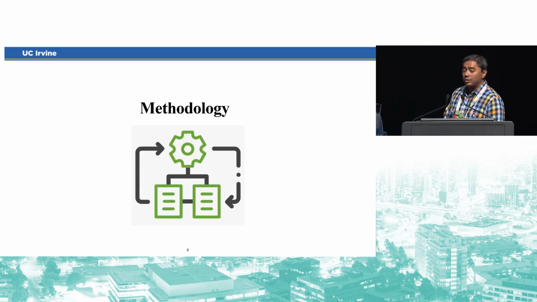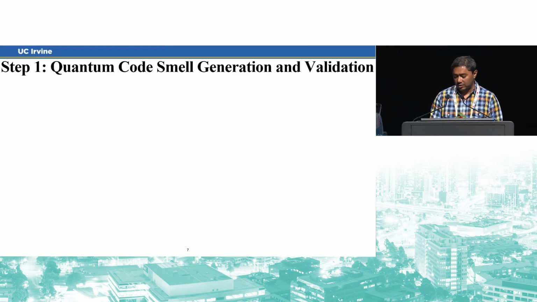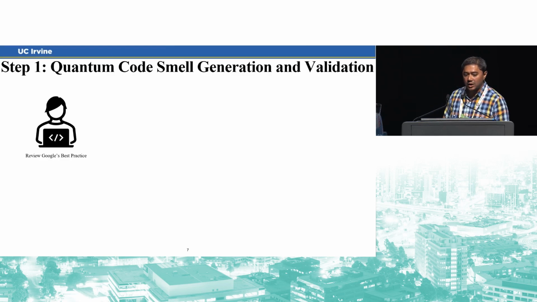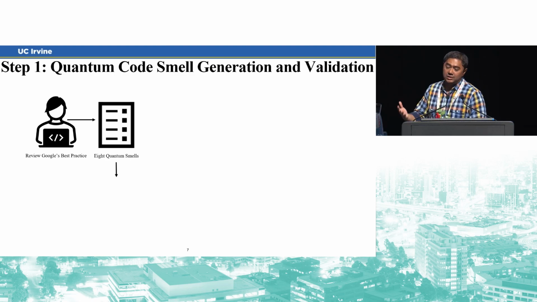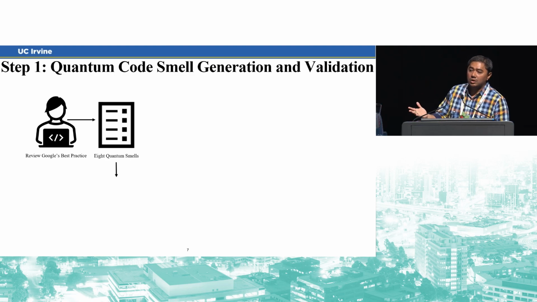So I'll quickly go through the methodology to give you an overview of the steps that we did. We first started by looking at the best practices that Google has put out for quantum programming. Analyzing those, we identified 8 quantum smells, the opposites of the best practices. And then, of course, we were not the experts. At least 3 of the authors were not experts in quantum programming.